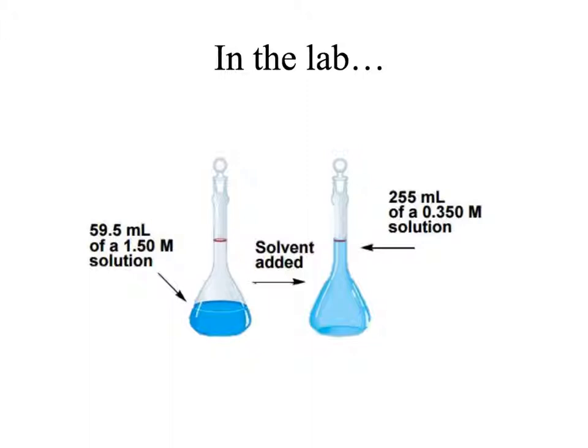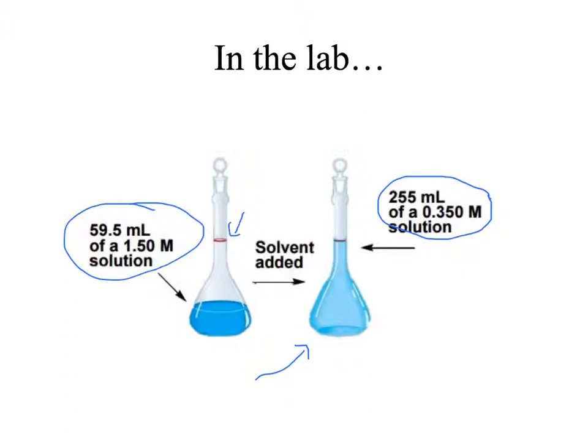Alright, so looking at this in the lab, this same problem from the last one we did, we start with our calculated 59.5 milliliters of 0.15 molar solution right here. We add our solvent until we end up with that 255 milliliters of 0.35 molar solution. And this is what I was talking about with the volumetric flasks. They have a little line up here. You can see that little line right there that tells you exactly what volume you're filling to. It's very helpful.